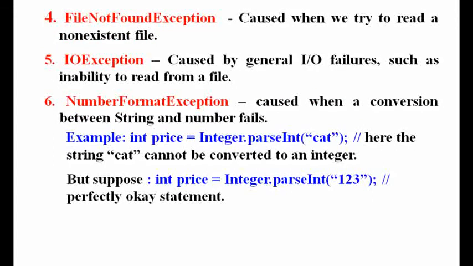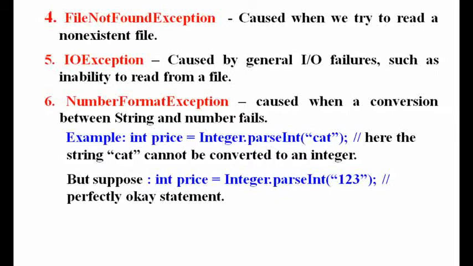The next exception is FileNotFoundException. It is caused when we try to read a non-existent file. You're trying to read a file but that doesn't exist. In such a situation, you will come across the file not found exception. The next one is IOException. It is caused by general input-output failures such as inability to read from a file.